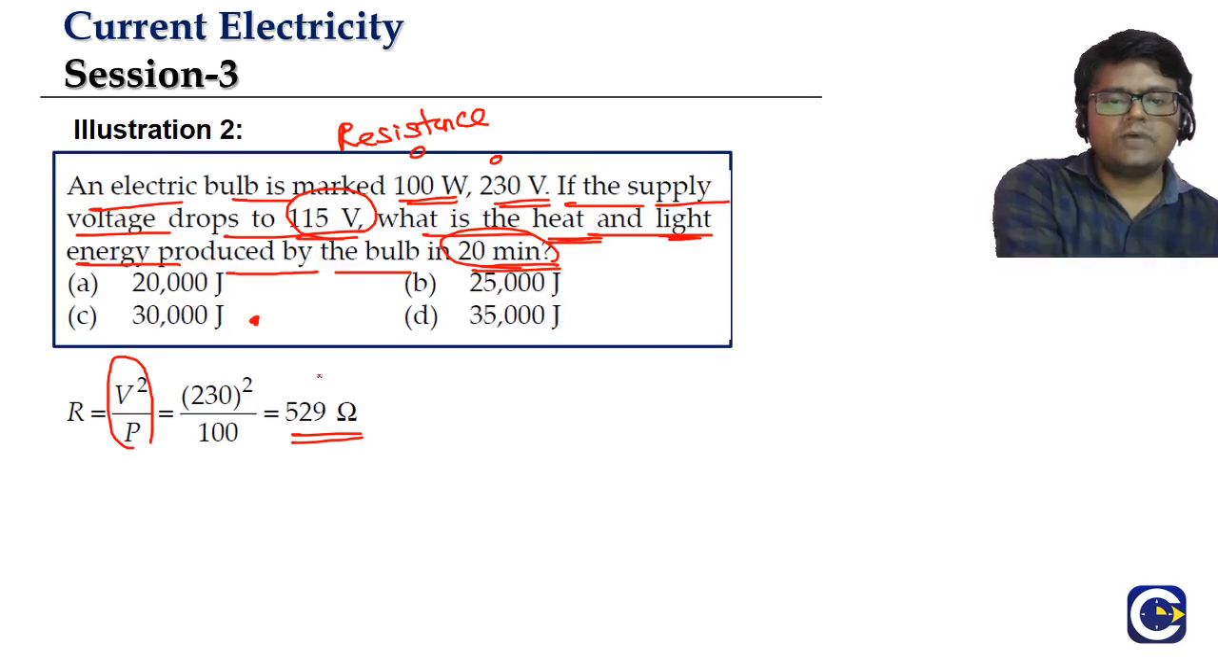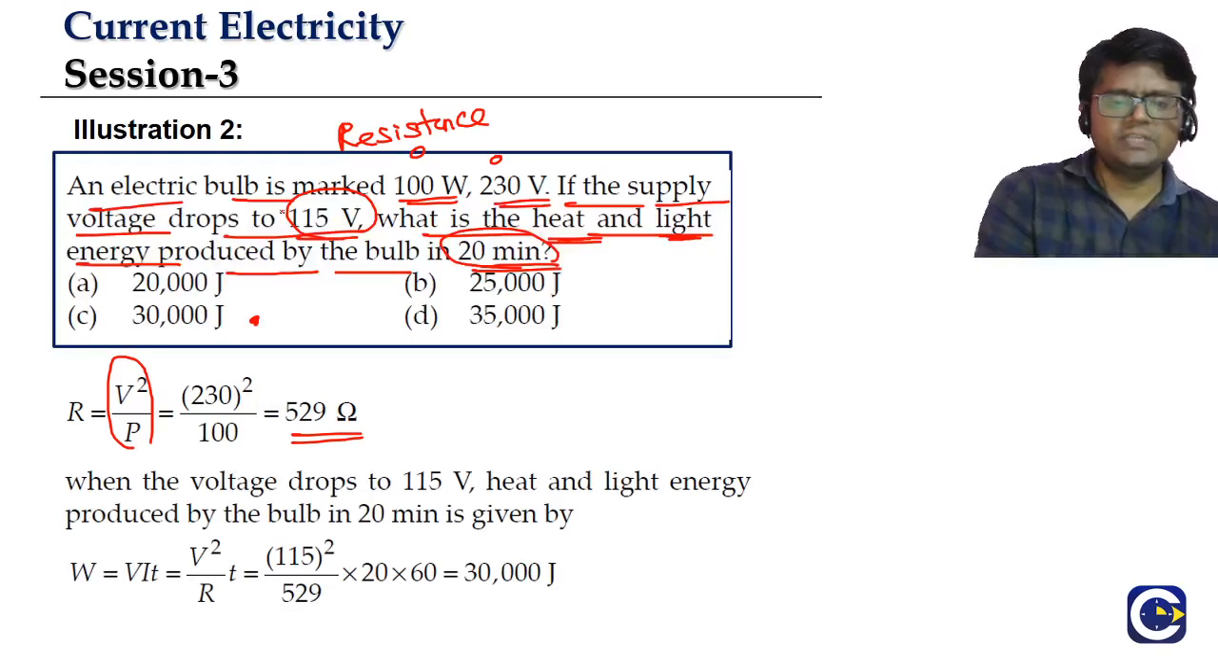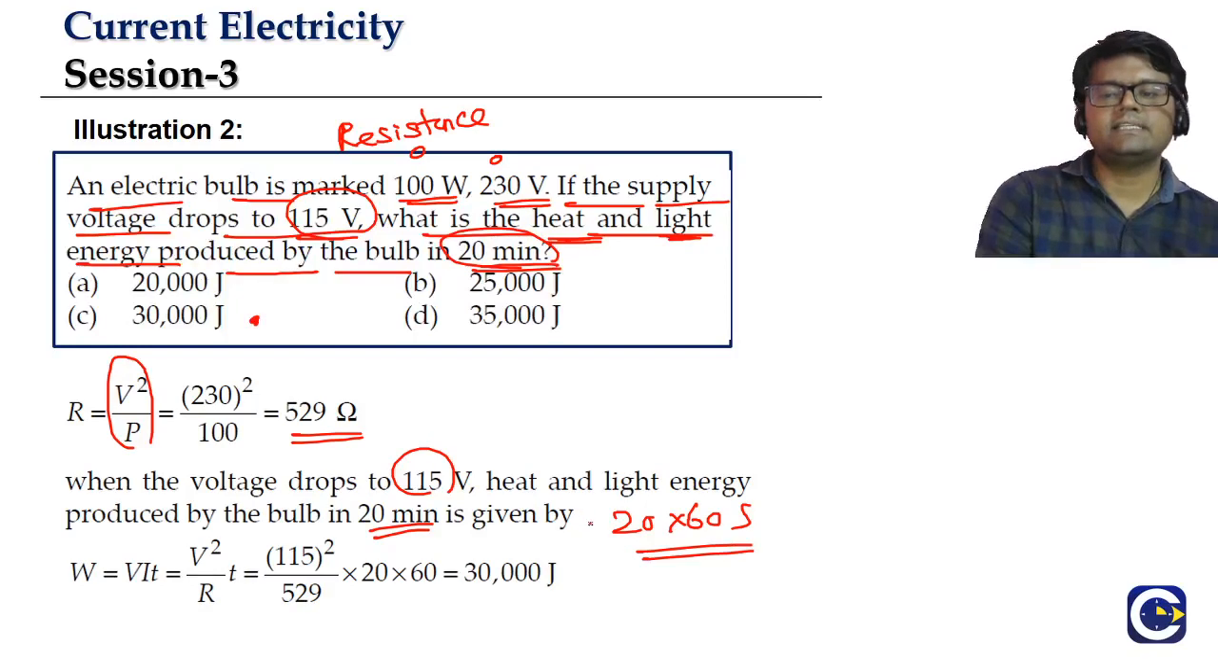Once you have the resistance, now we are not using a voltage of 230. We are using 115 volt. If you are using a voltage of 115 and spending it for a time of 20 minutes, 20 minutes in seconds is going to be 20 into 60 seconds. This much time.